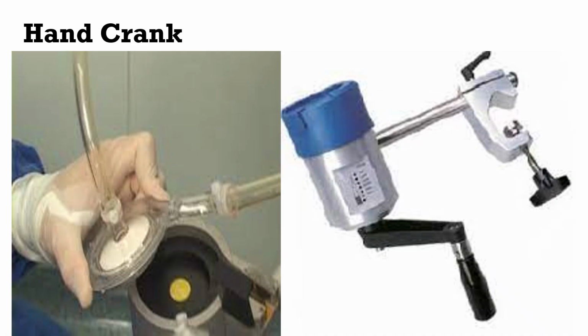Another part in the ECMO circuit is the hand crank. The hand crank should be present in the circuit as a backup if we have pump failure, a problem in the pump, or power failure in the machine. So we will take the pump out and insert it, like in this picture, inside the hand crank and start to use the hand crank.